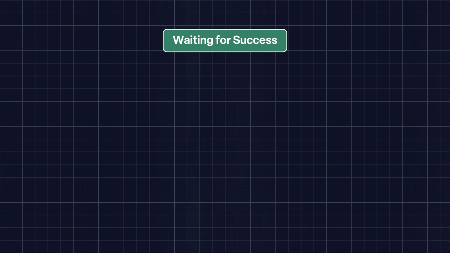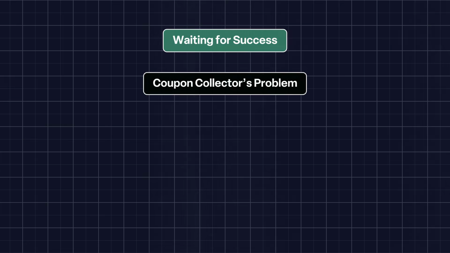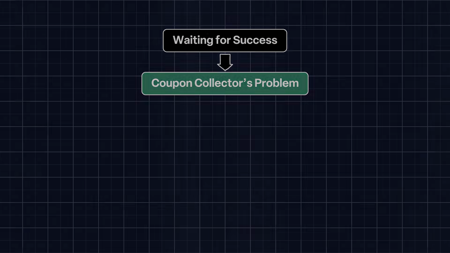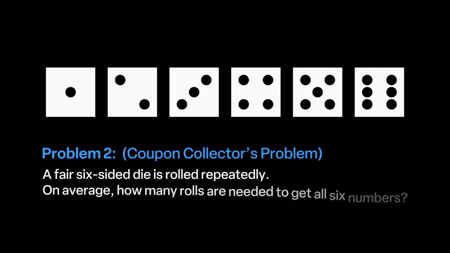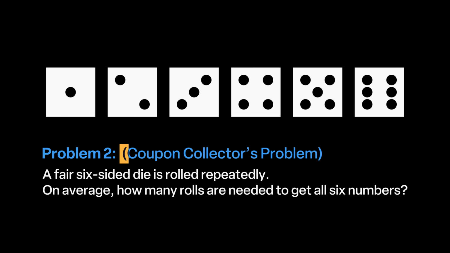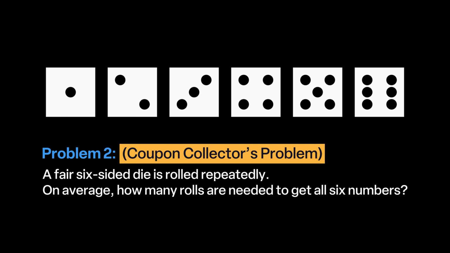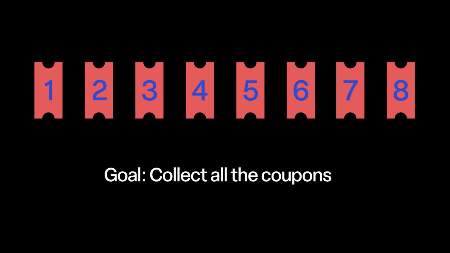Next, let's try a problem where we don't stop after one success. We'll collect multiple successes. Again, we keep rolling a die. This time we want to eventually roll each of the 6 numbers at least once. On average, how many rolls are needed? This problem is known as a coupon collector's problem. Imagine that a cereal company places a coupon in each cereal box. There might be 6 types of coupons, or 8 types, or more generally, N types. You have to collect every type of coupon to win a prize. On average, how many cereal boxes must you buy?